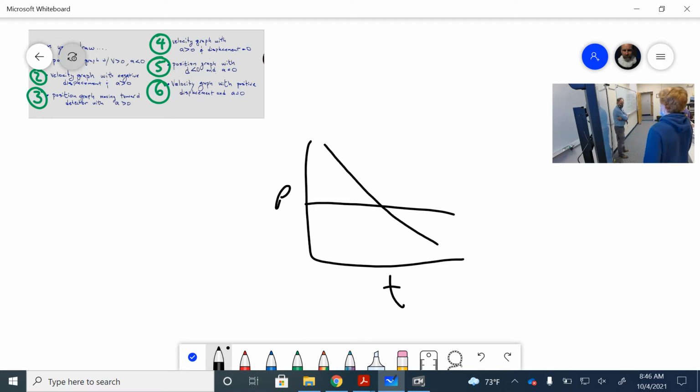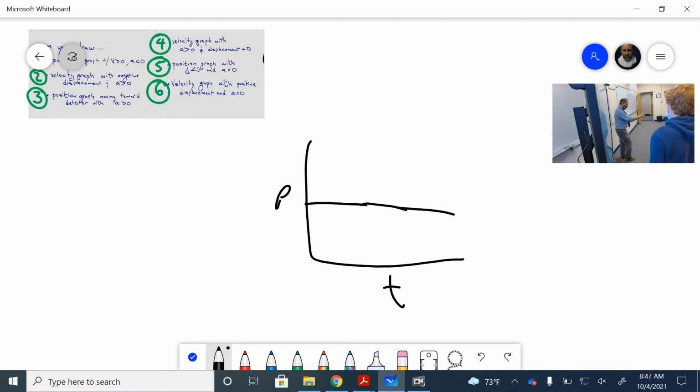It's going to be a position graph. So a position graph that has positive. How do we know the position graph has positive velocity? What tells us a position graph is positive velocity? No, that's a velocity graph has positive velocity if it's above the x-axis. How does a position graph? How do we look at a position graph and be like, oh, that's positive velocity? The slope is increasing.